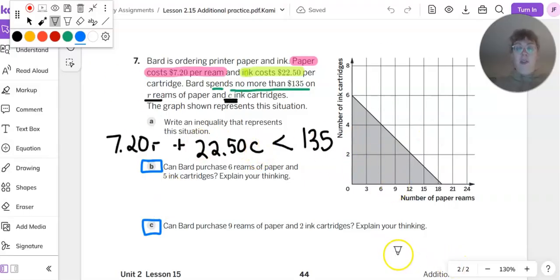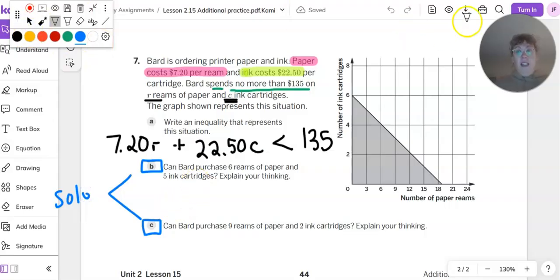And now for part B and part C, you are using the graph, or you could also use the inequality, either one, to explain your thinking. Can these situations work? 6 reams of paper and 5 ink, or 9 reams and 2 ink? Use the graph, use the inequality, figure it out. Let me know if they can work. So you're going to do those solo on your own.